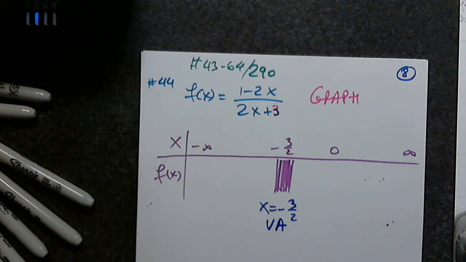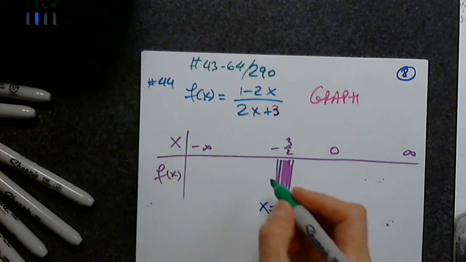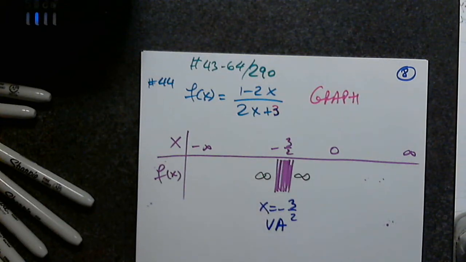Then you will immediately say to me, left and right I'll have infinity. But what I don't know is what? The sign of that infinity. So once I know that this is a vertical asymptote, negative 3/2, I know that left and right I have to have infinity, but I don't know which sign. Okay?